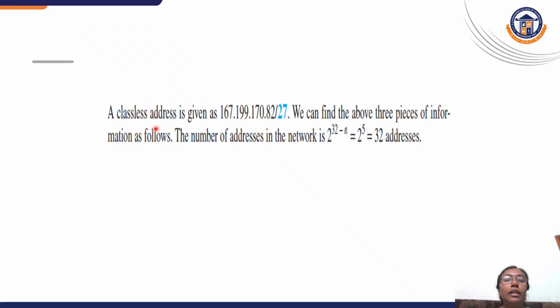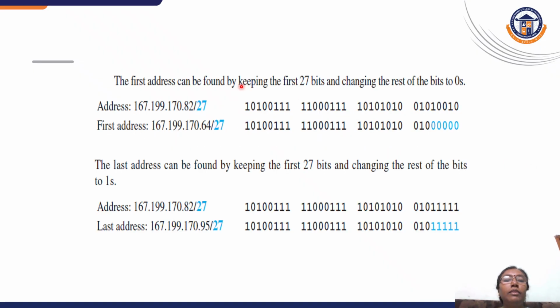For example, a classless address is given with an IP address and slash notation, that is CIDR /27. We can find the above three pieces of information as follows. The number of addresses in the network is 2 power 32 minus n, which is equal to 2 power 5, that is 32 addresses. The first address can be determined by keeping the first 27 bits as they are and changing the rest of the bits to zeros.